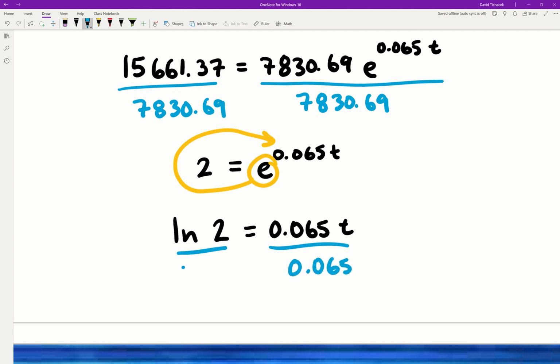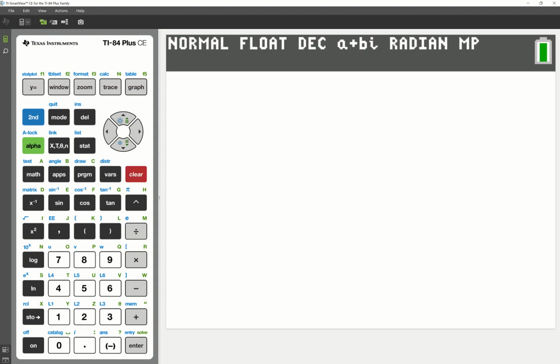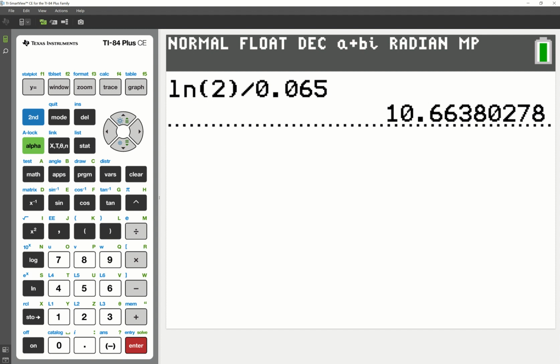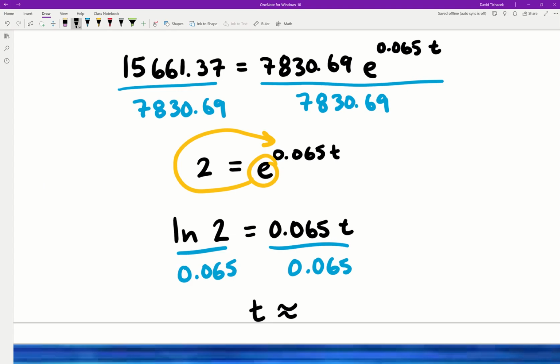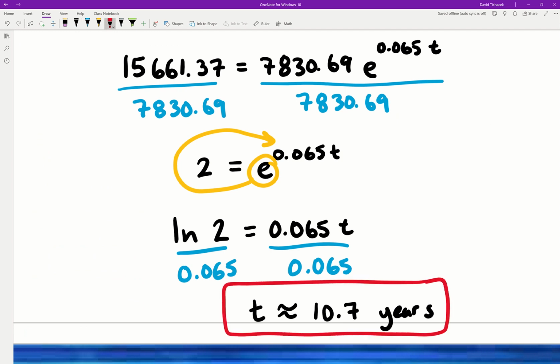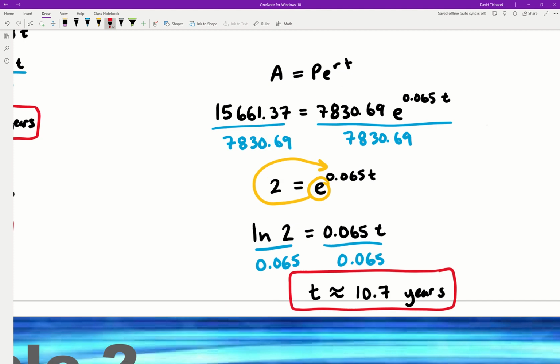And in order to figure out your time, we're just going to need to divide by the interest rate on both sides here, so 0.065 divided on both sides. And then t is going to be approximately equal to whatever we get in the calculator after typing this in. So let's clear all that out. The natural log of 2 divided by 0.065, and we end up getting as our final result 10.7 if we round to the nearest tenth. So 10.7 years is how much time it's going to take for your initial investment, your $7,830.69, to double. So there we go.